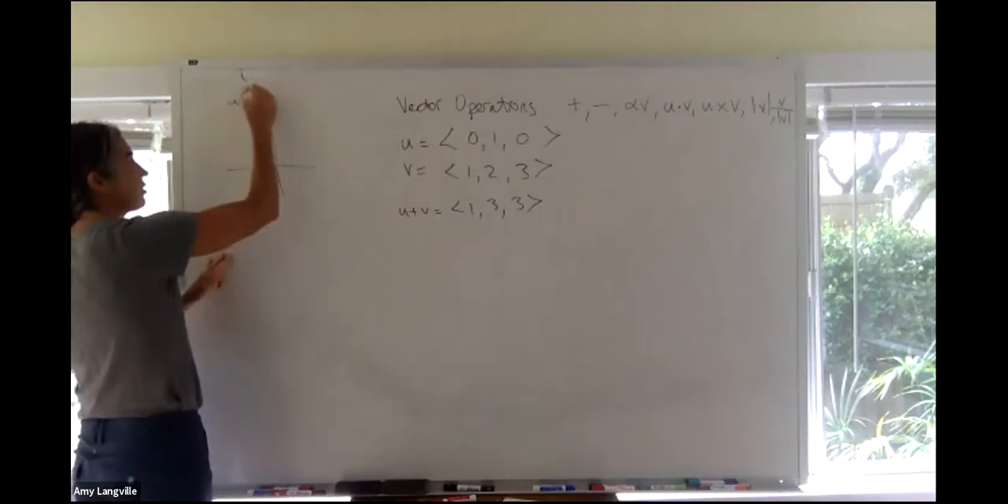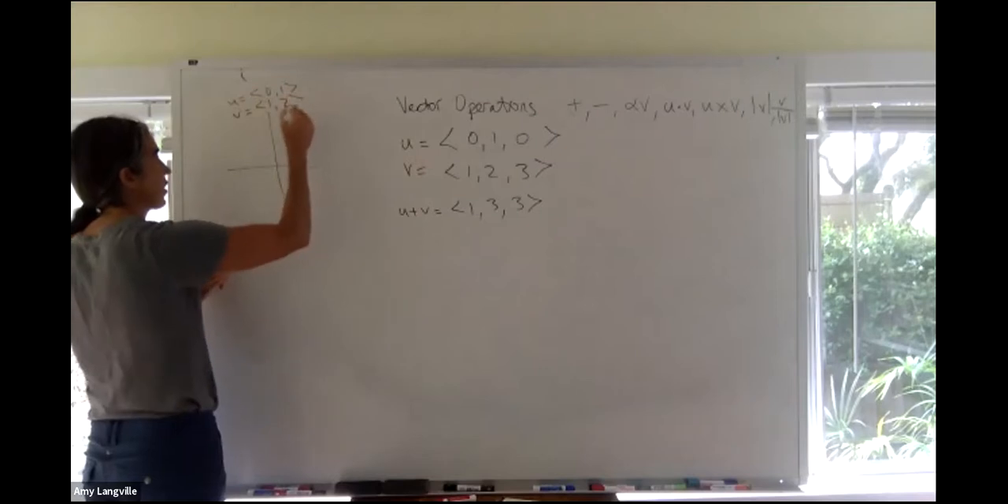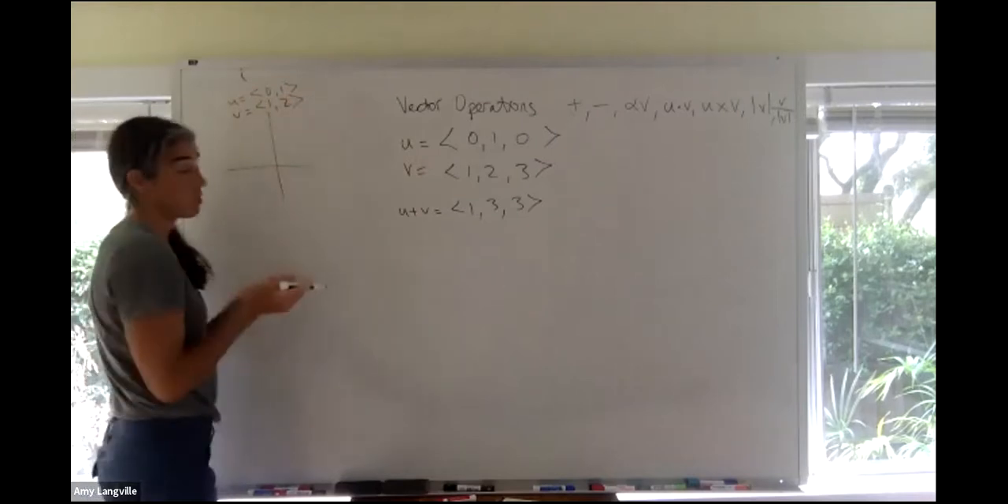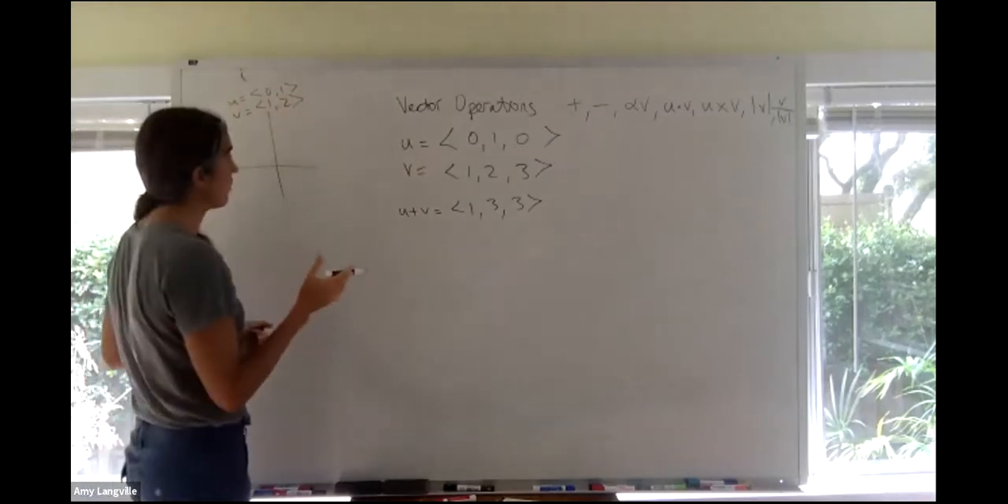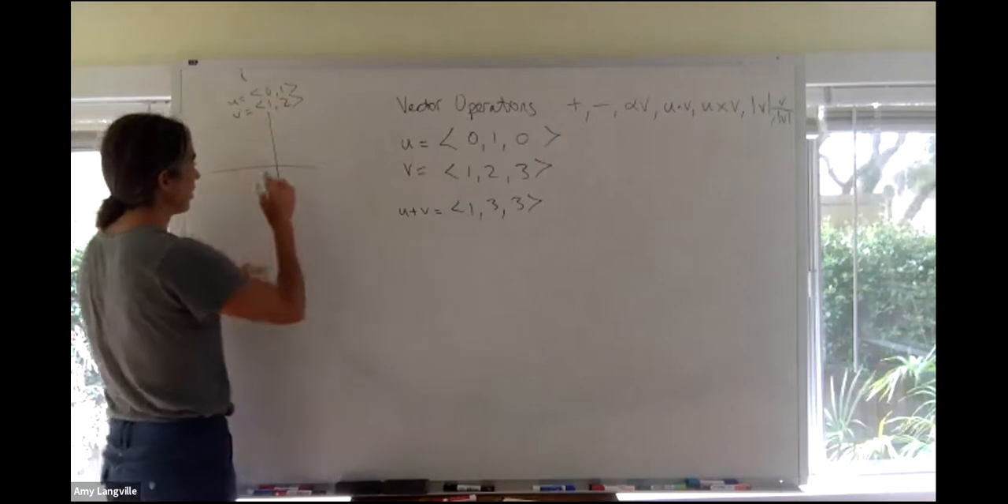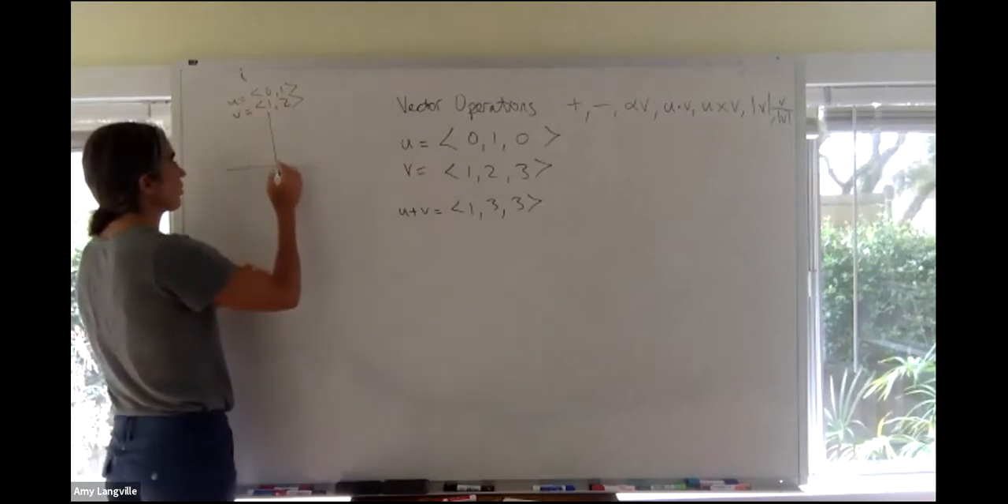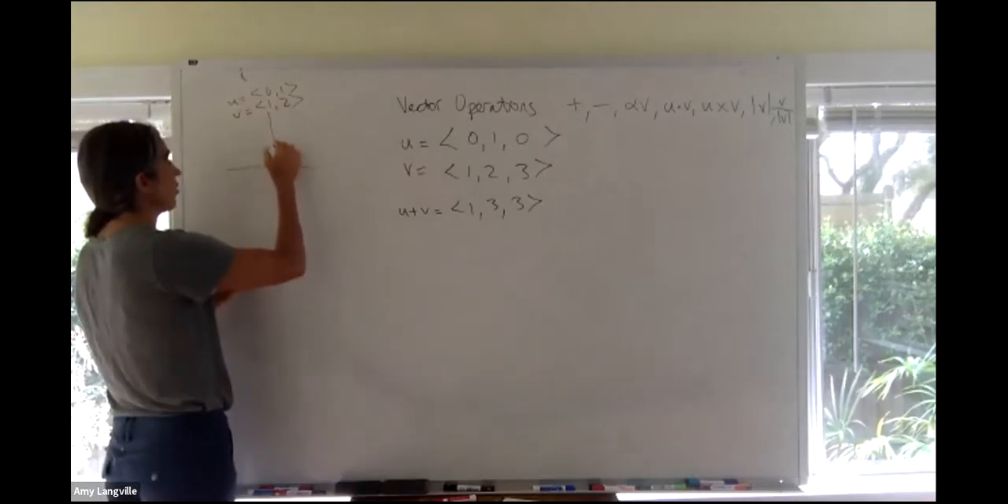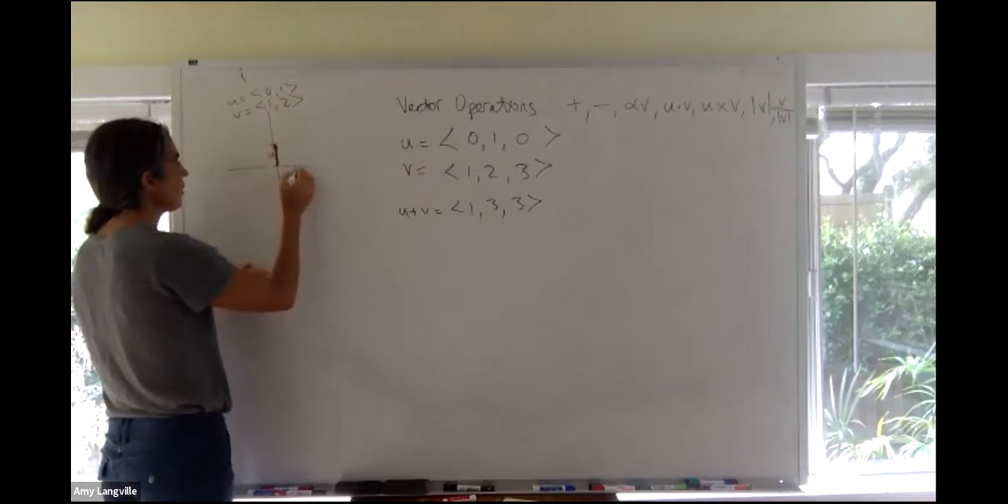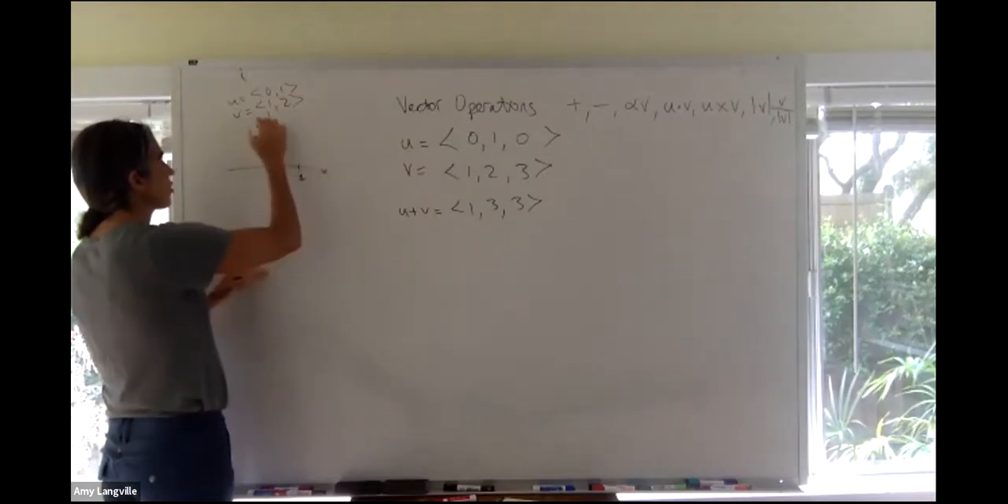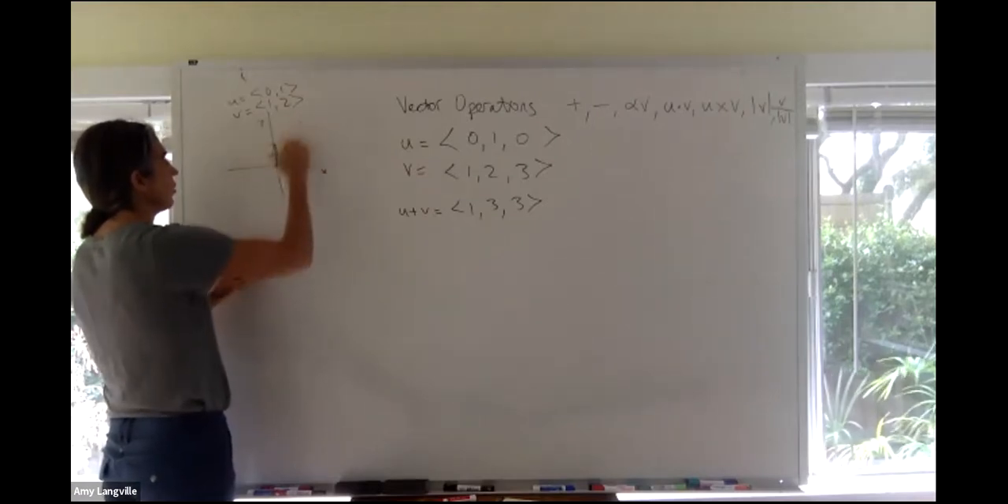Let's say u is just 0, 1, and v is 1, 2. So I'll plot those vectors. If it doesn't say otherwise, we assume the initial point is at the origin. So the vector 0 in the x direction, 1 in the y gets me to there. That is the u vector. The v vector is 1 in the x direction and 2 in the y would get me to here. And that is the v vector.